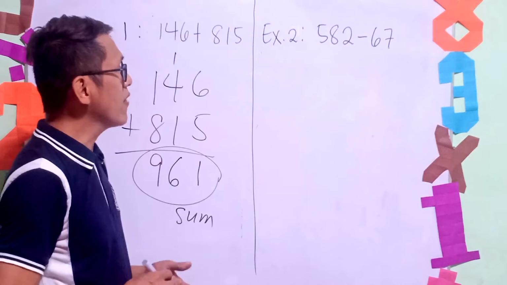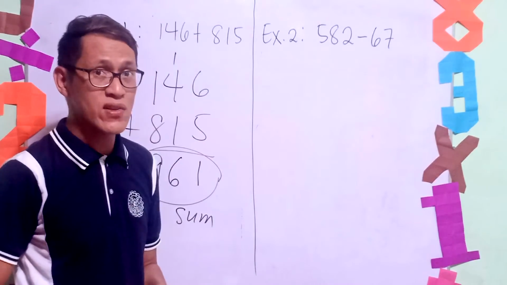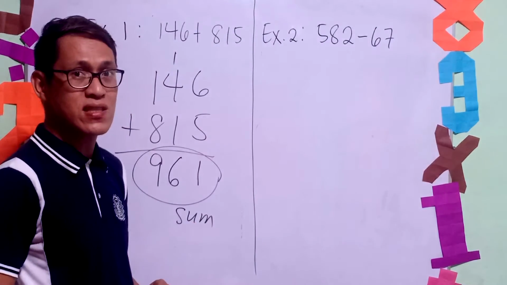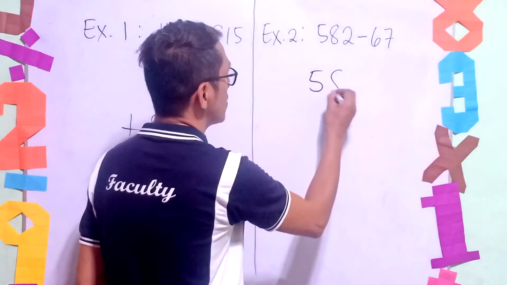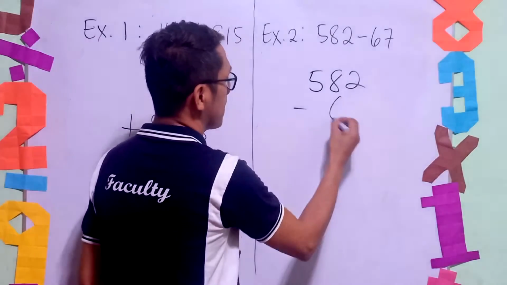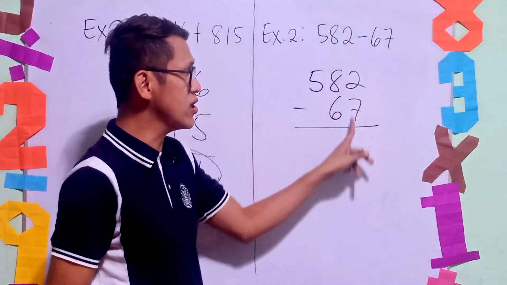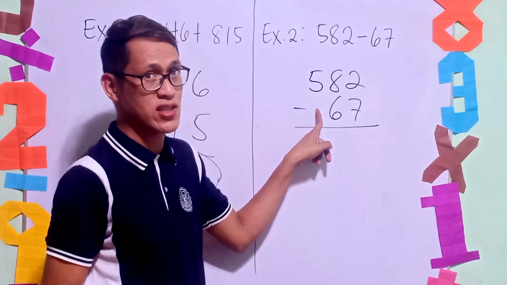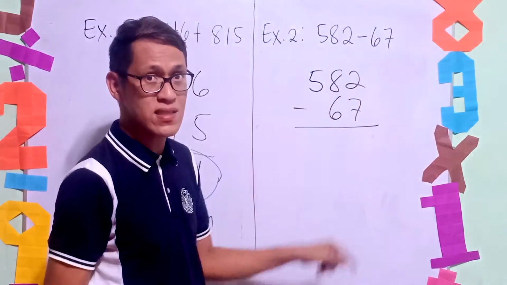Now let's have example number 2. It's 582 minus 67. Again, arrange first the digits according to their place value. Let's do it here. You notice, these are the ones digit, tens, and the hundreds digit, but there is no hundred digit here. So let's start subtracting from the ones digit.